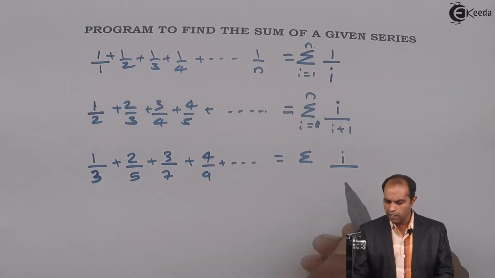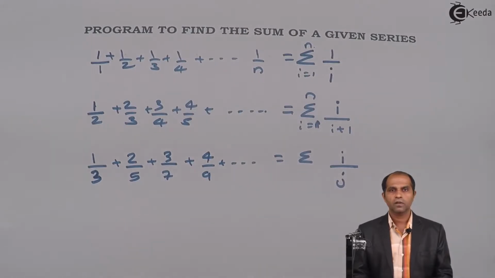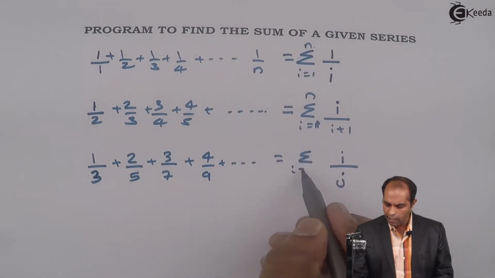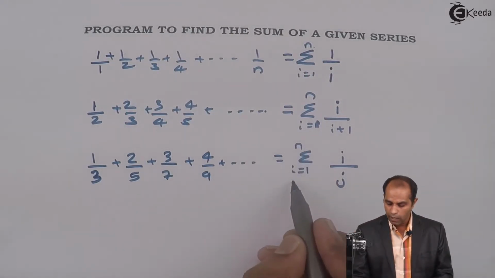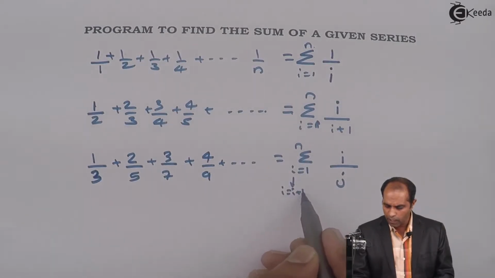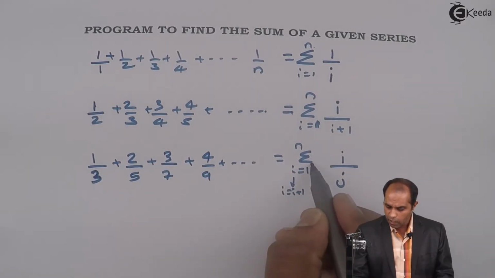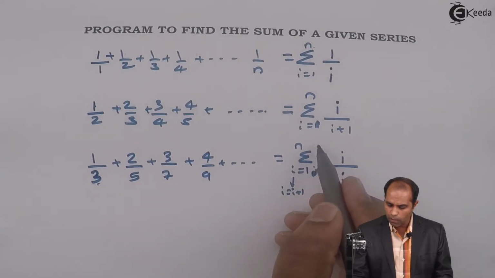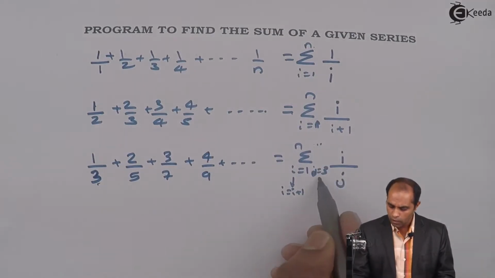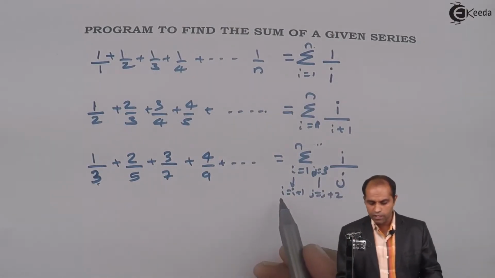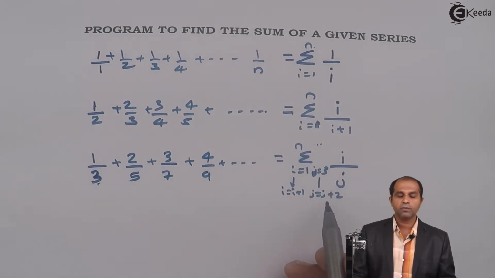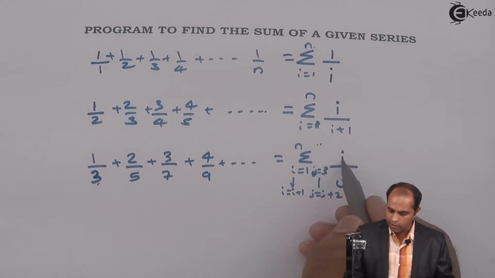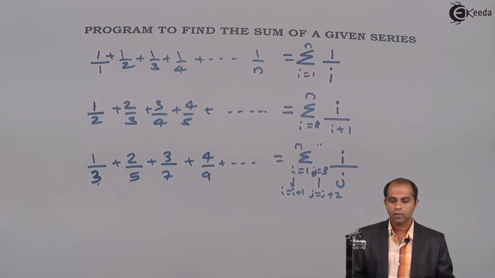If not, blindly take one more variable, say j. Here I'll take i as 1 to n, in steps of 1, i equals i plus 1. Your j will go from 3 at the first term and goes up to some value, as j equals j plus 2. So i changes in one step, j changes in multiple steps, and your numerator is i and denominator is j. This is one way.